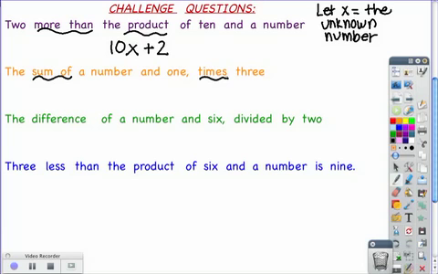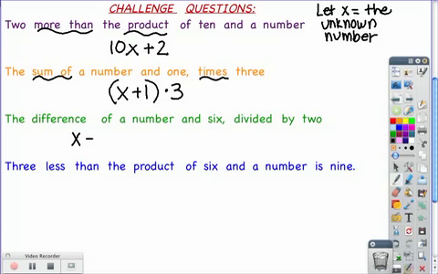The difference of a number and 6 divided by 2. The difference of a number and 6 would be x minus 6, and that entire quantity is divided by 2. So I can write it as a fraction like this, in which case we would simplify the numerator first, and then the denominator, and then divide next.